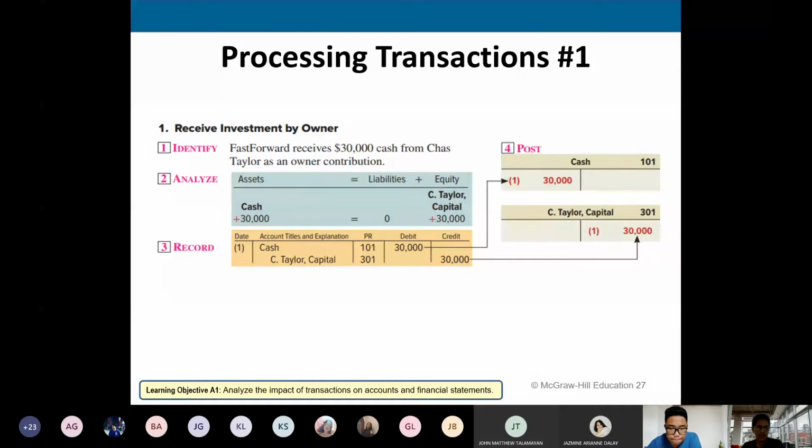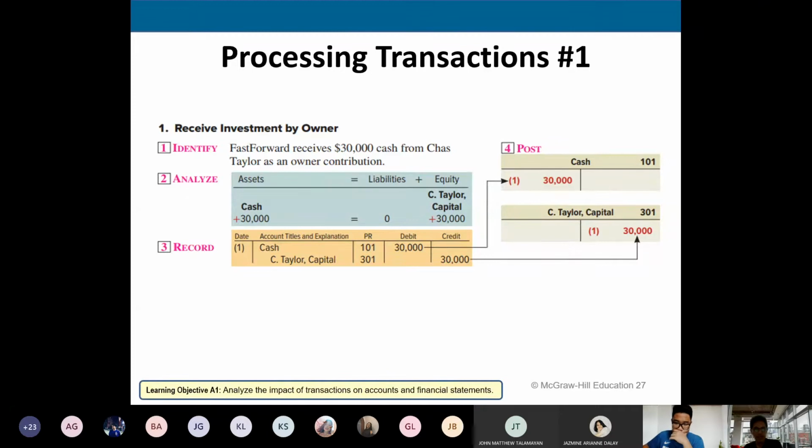So, Fast Forward receives $30,000 cash from Chas Taylor as an owner contribution. So, anong entry natin doon? We are providing entry on behalf of the business. Tayong nagsiserve as accountant for Fast Forward company. So, first, we have to identify if that transaction requires a formal journal entry, by analyzing. I-analyze mo kung may effect ba yan sa accounting equation natin.